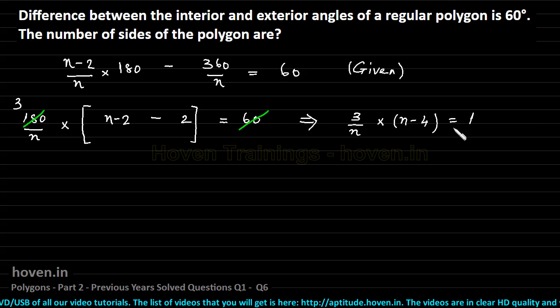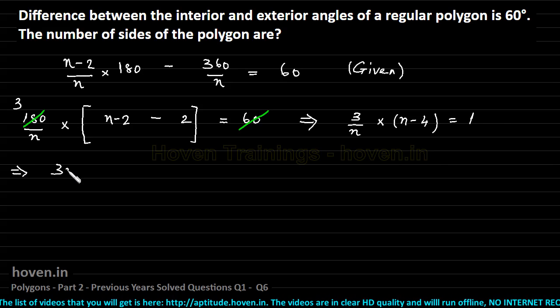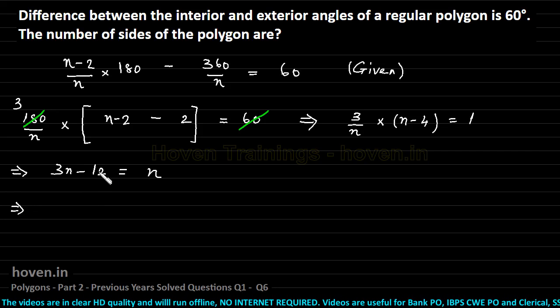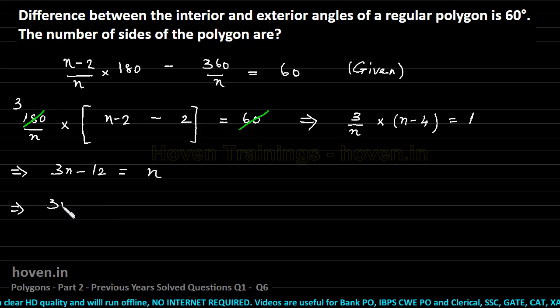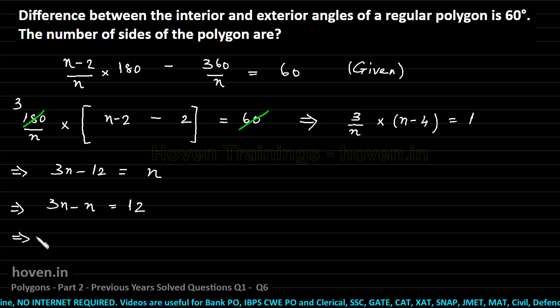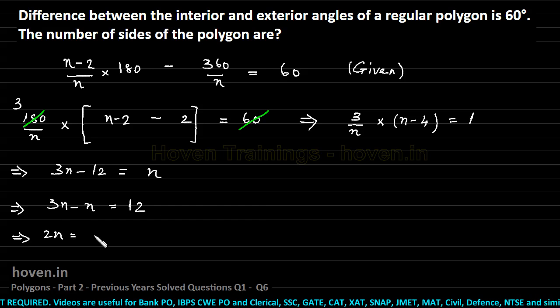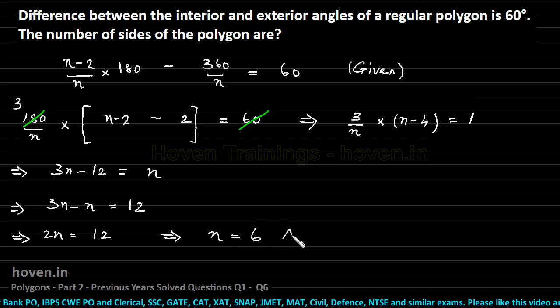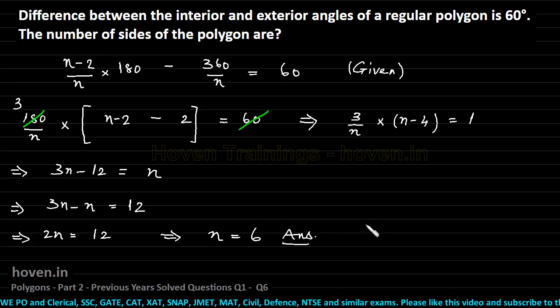3 by n minus 4, and the 60 was removed, which implies 3n minus 12 should be equal to n. Take n to the other side and open this, which implies bring n to this side, 12 to that side, 3n minus n is equal to 12, which implies 2n is equal to 12, which implies n is equal to 6 is the answer. Let us move to our next question now.